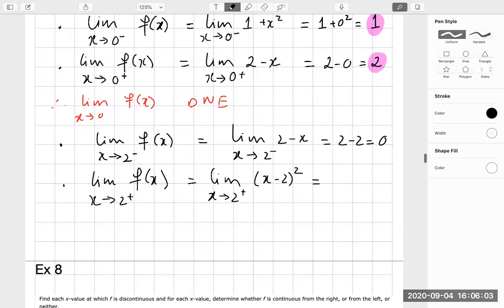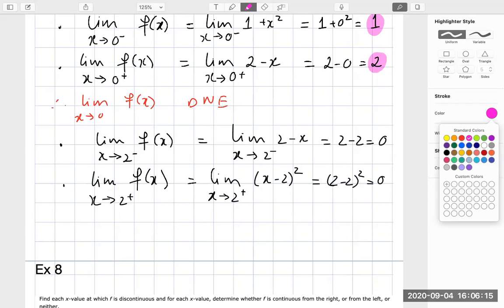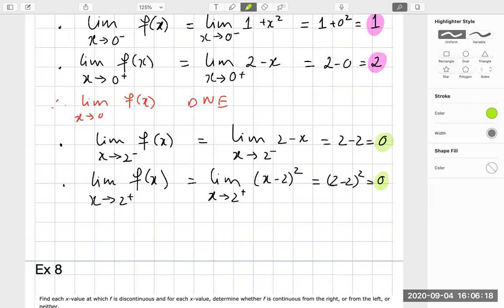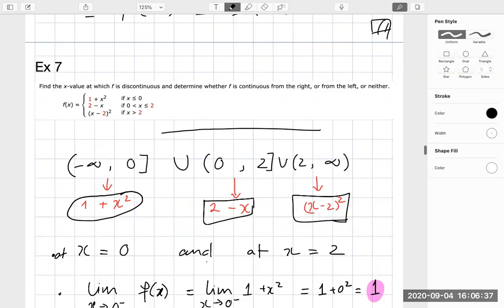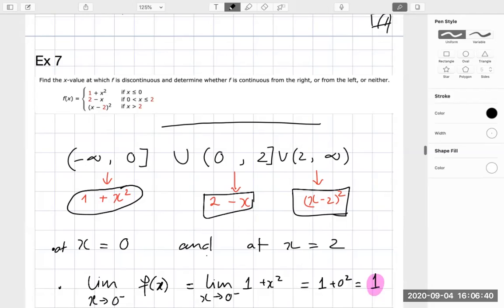So the value of this will be the substitution of this, so 0. Yes, the left-hand and the right-hand limit are identical. So the limit does exist when x approaches 2, and it is 0. So this function is discontinuous at x is equal to 0, right?